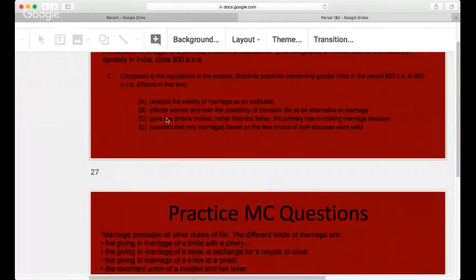All right, so A, rejected the validity of marriage as an institution. So I don't think that Buddhists completely rejected marriage, like people got married. So I would cross off A.